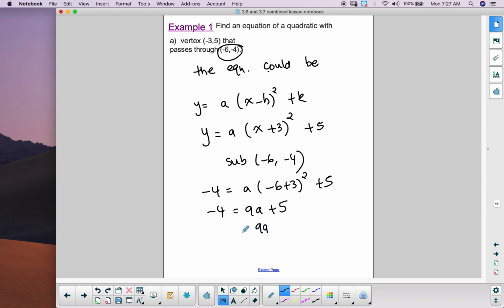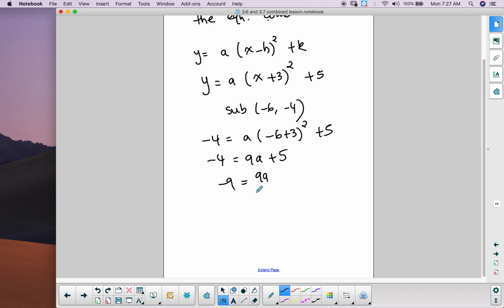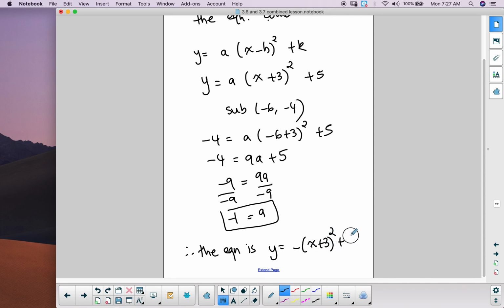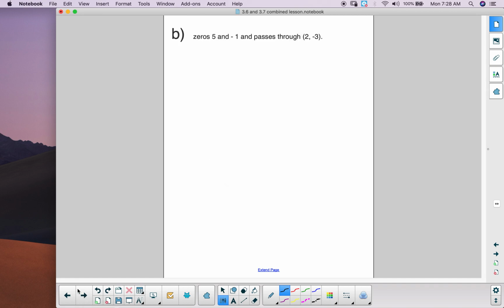Or 9a equals -9, and a equals -1. So then, therefore, the equation of the parabola is y equals -(x plus 3) squared plus 5. So that's the equation of the parabola that has (-3, 5) as its vertex, and it passes through that point (-6, -4). Okay. We have another example here.